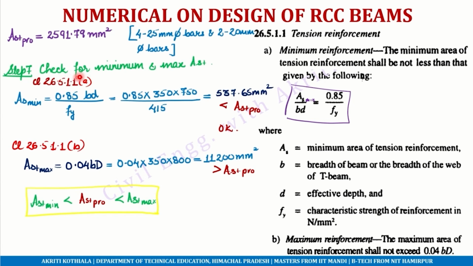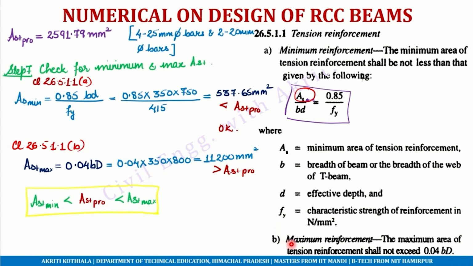So we will check this for minimum and maximum steel specified by the code. Clause 26.5.1.1 says that the tension steel, Ast upon bd, should be equal to 0.85 upon fy. This is the minimum value. So if you see the minimum reinforcement required, we can calculate the value of minimum steel that is given to us by the code. So this Ast minimum will be calculated to be equal to 537.65 millimeter square, which is less than the Ast provided. So we are safe here.